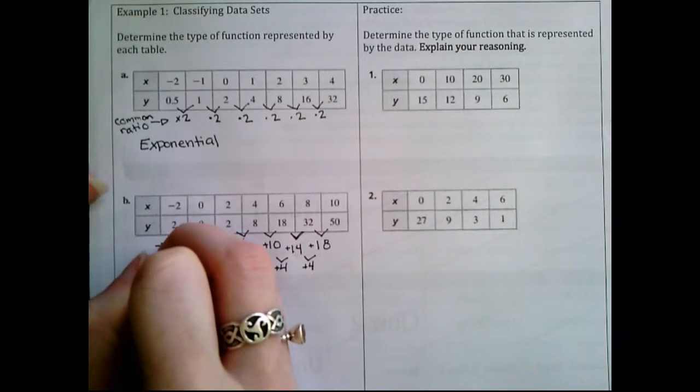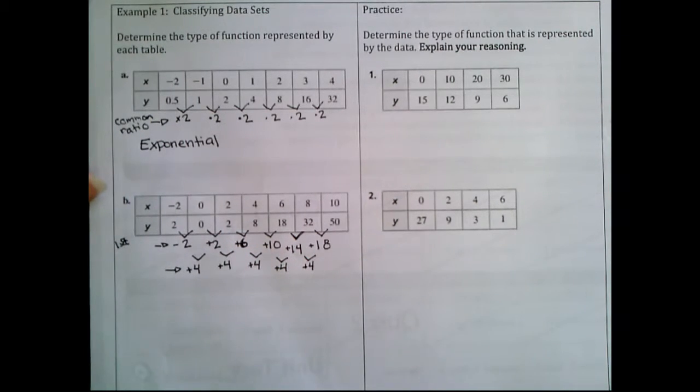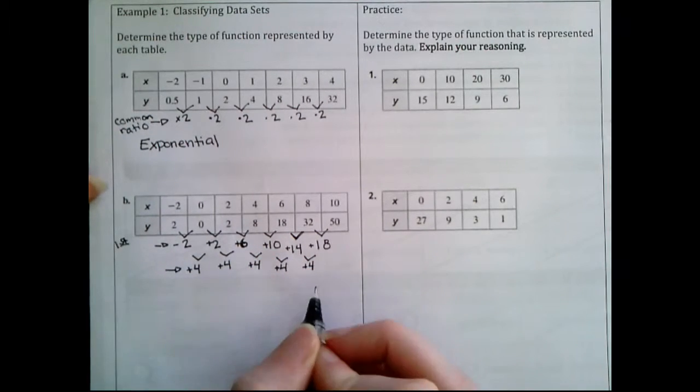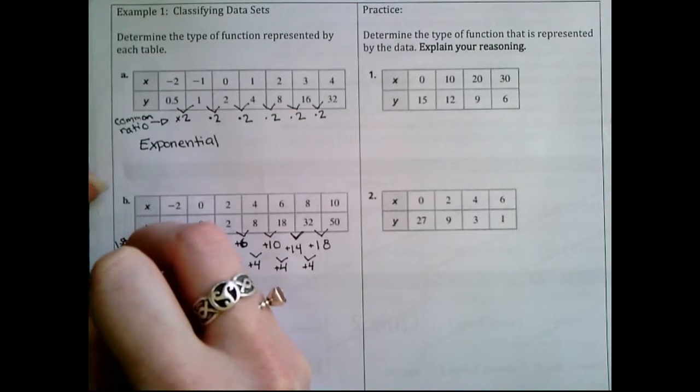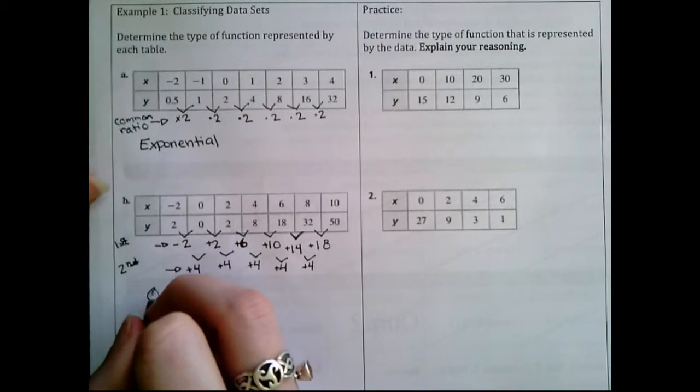So here, my first difference was all different numbers: 2, negative 2, positive 6, 10, 14, 18. But here, since they're all plus 4, my second difference is constant. So we have a quadratic.